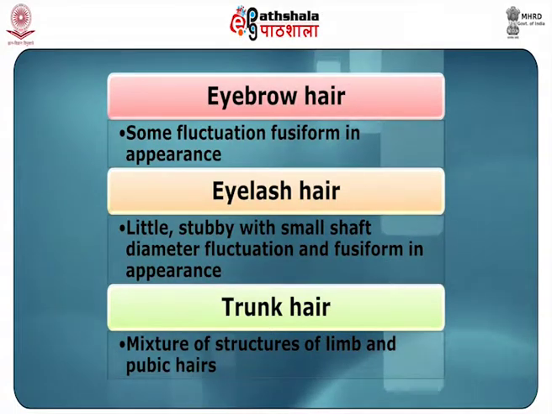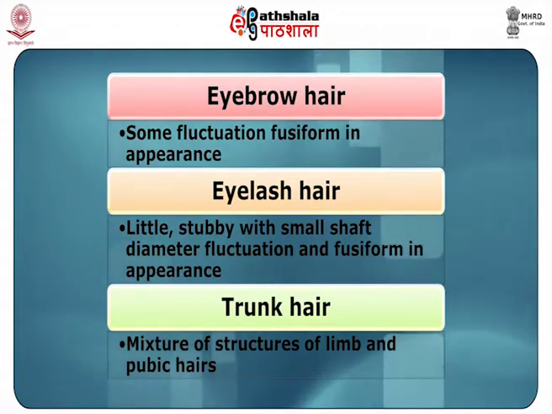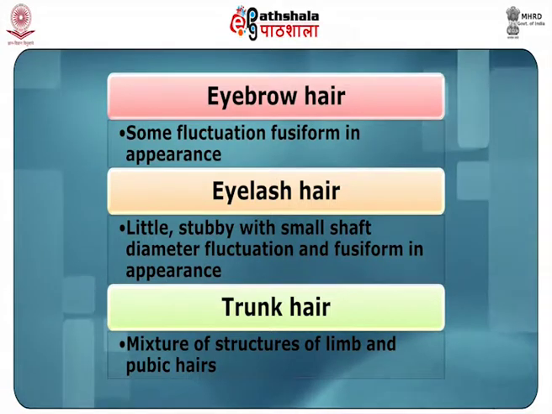Others, in case of eyebrow hairs, some fluctuation, fusiform in appearance. In case of eyelash hair, little stubby with small shaft diameter, fluctuation and fusiform in appearance. In case of trunk hair, it is a mixture of structures of limb and pubic hair.